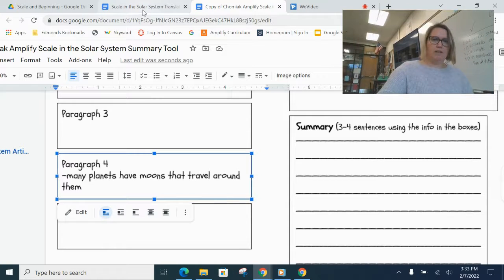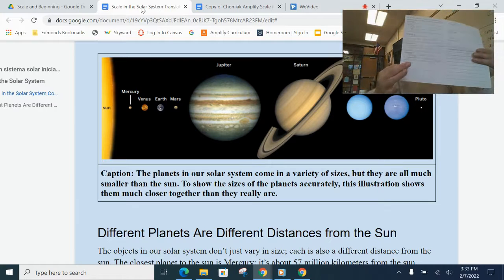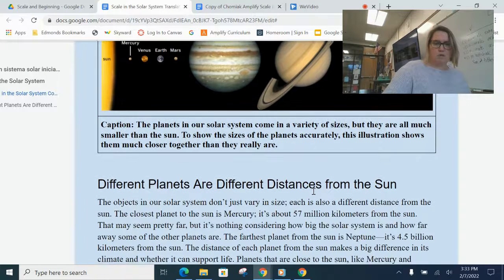So I'm going to continue to write on paper because the actual act of writing can activate your brain. So here's what I have so far, and I have 4 more to go with the 4 paragraphs. Planets in our solar system come in a variety of sizes, but they are much smaller than the sun. To show the sizes of the planets accurately, the illustration shows them much closer together. So it's scaled for size, but not distance.